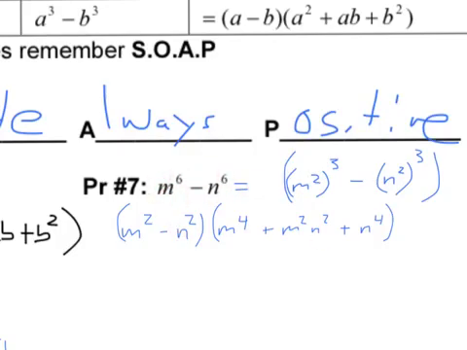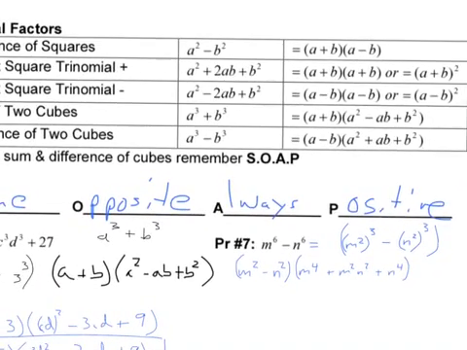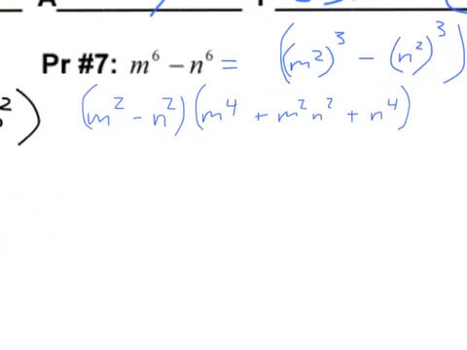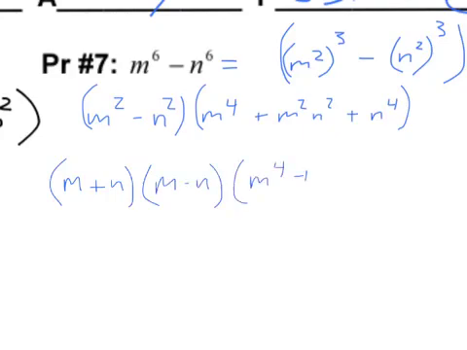Now, here's the thing. Look at this guy. This is an m squared minus an n squared. So this part right here is actually a perfect square minus a perfect square. Well, let's go back up here. I have the difference of squares formula right here, which breaks down to a plus b and a minus b. So I can actually break this down even further. And so I could say that this is the same thing as m plus n times m minus n, and then put in this whole m to the fourth plus m squared n squared plus n to the fourth.